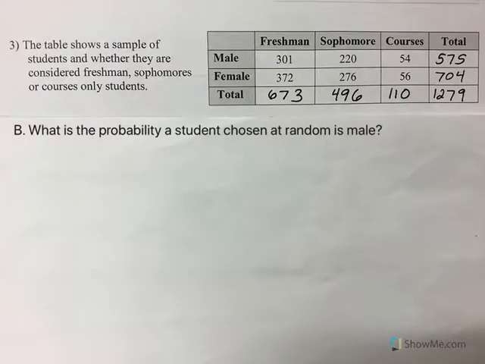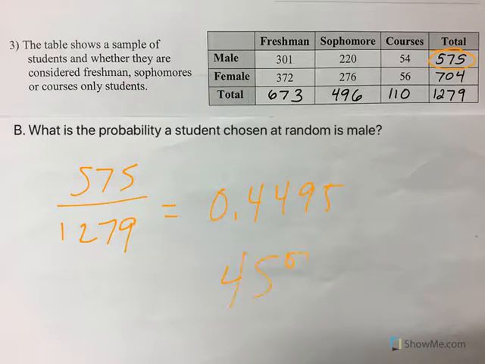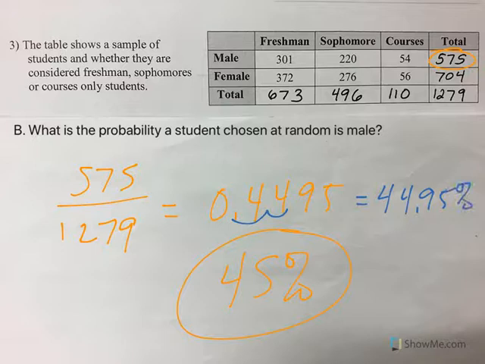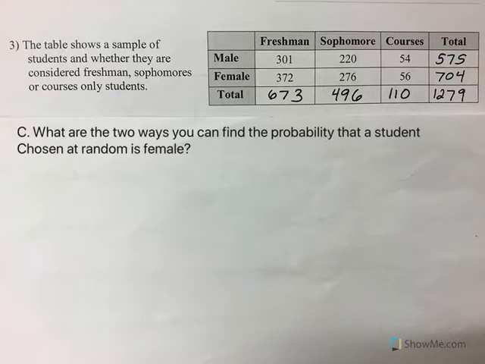What is the probability a student chosen at random is male? Well, there are 575 males out of 1,279. And that gives us 0.4495, which is roughly 45%, right? Because if I go 2 places, I get 44.95%. If you went around to the nearest tenth, 5 rounds up, so it'd just be 45.